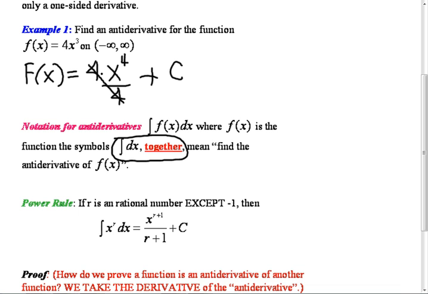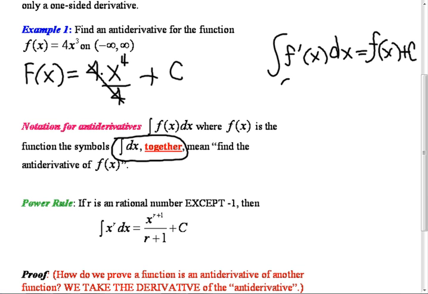Okay, so there's my power rule just written out again. And then somebody asked me this question. What is the antiderivative of f prime of x dx? Because I've seen this question. It's easy. It's just f of x plus that arbitrary constant.